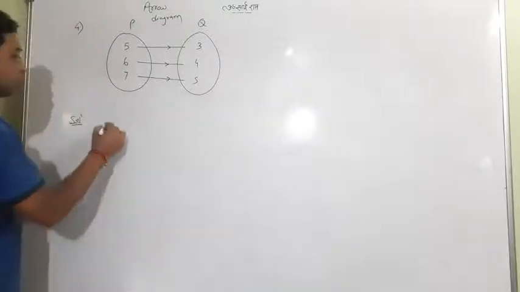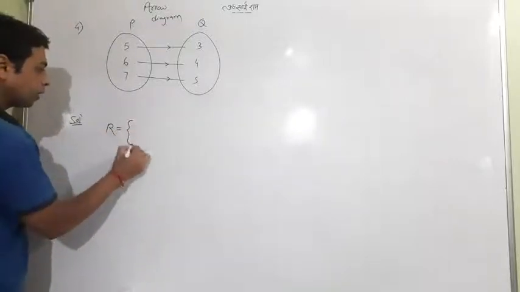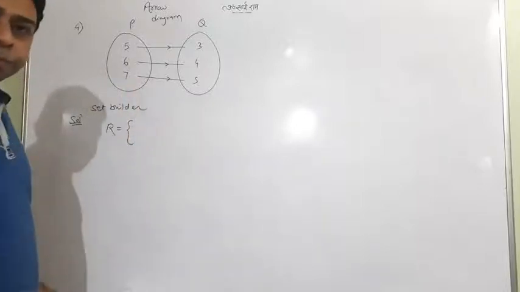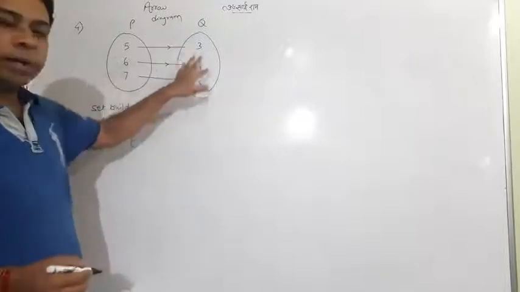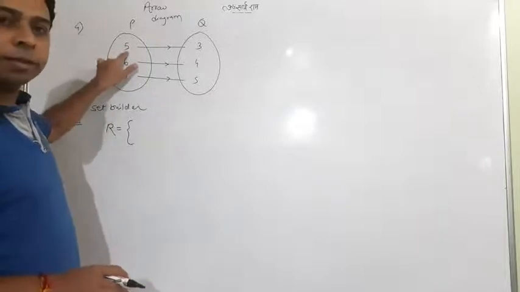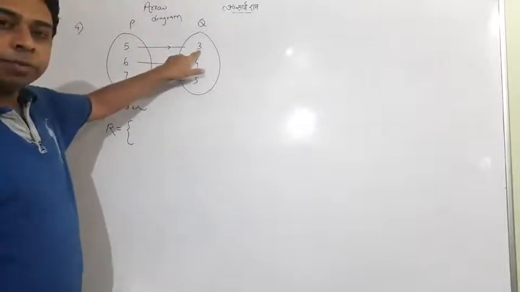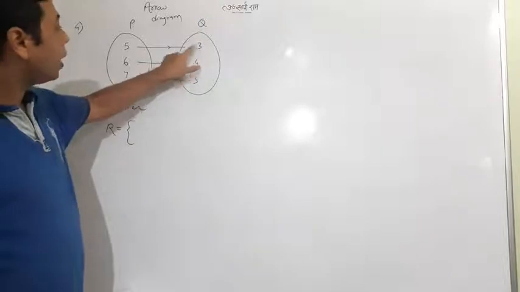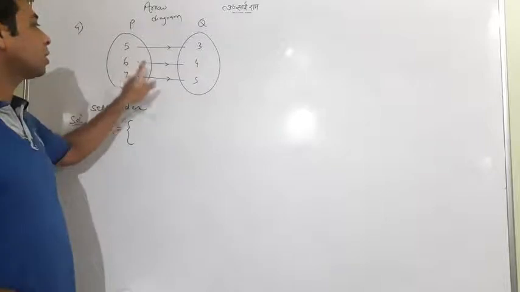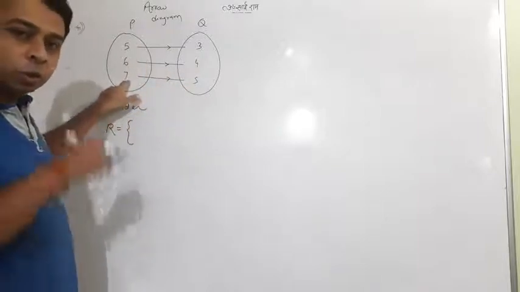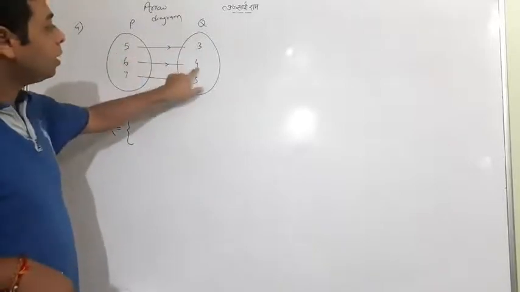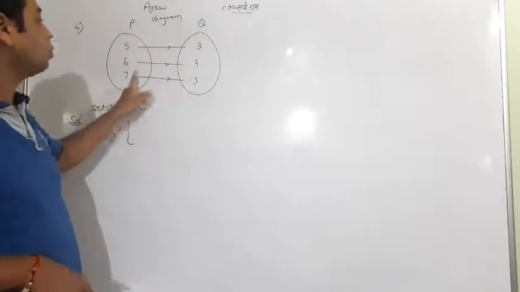This is an arrow diagram, and one knows the meaning of this. Based on this, we have to form its set builder form. It's very easy. First, I'll go with the set builder form. This is x, this is y, and we search for the relation between x and y. The number in Q is 2 less than 5, 2 less than 6, 2 less than 7. So y is 2 less than x.